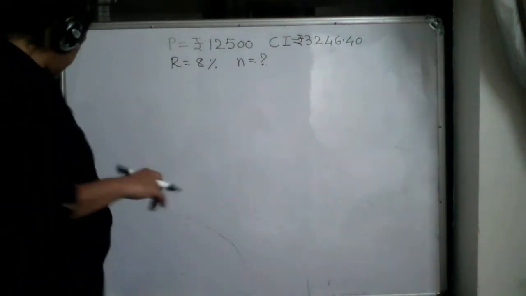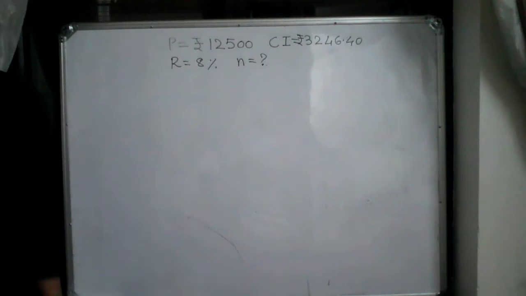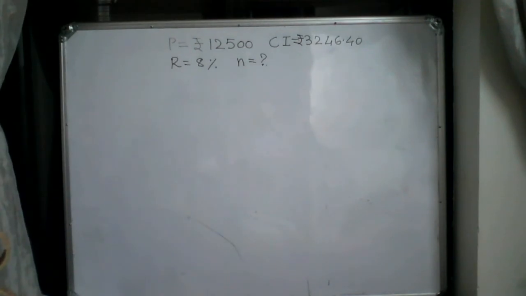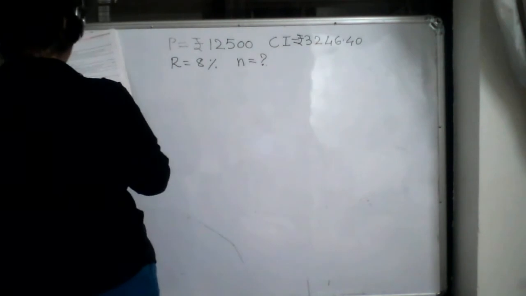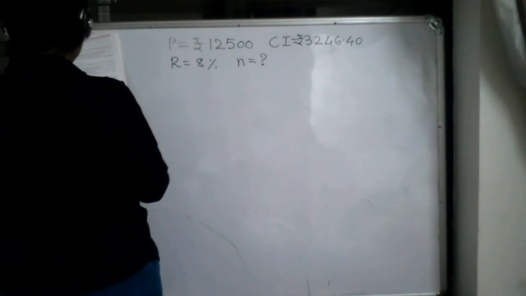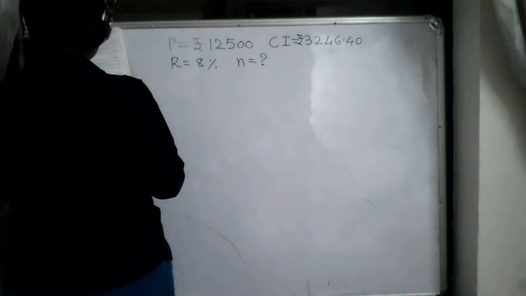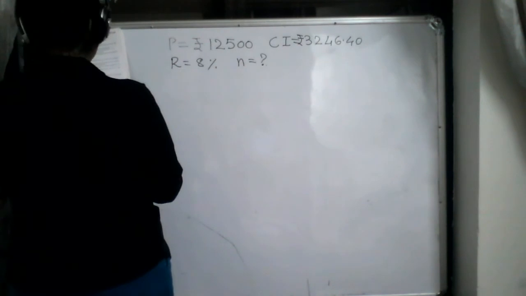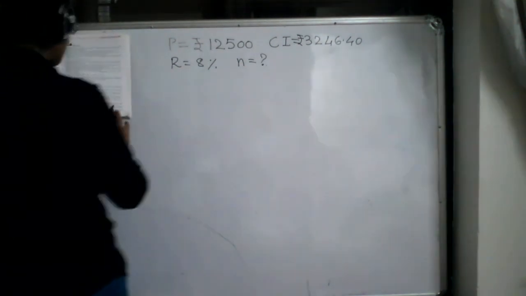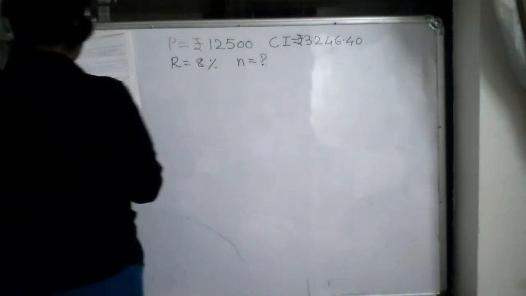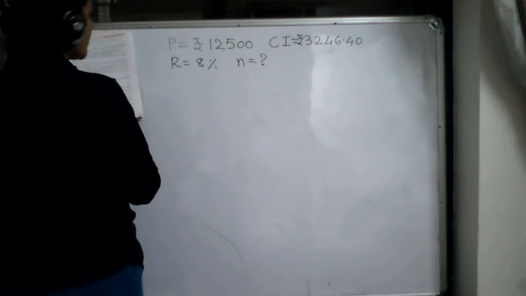Hello students, we have a question here to solve from simple interest and compound interest. The question is, find the time in years in which rupees 12,500 will produce rupees 3,246.40 as compound interest at 8% per annum compounded annually.